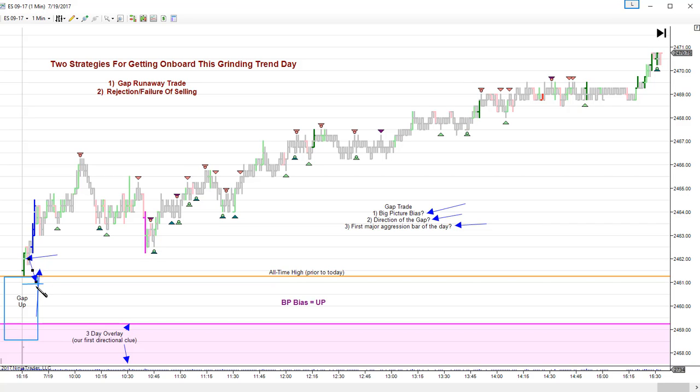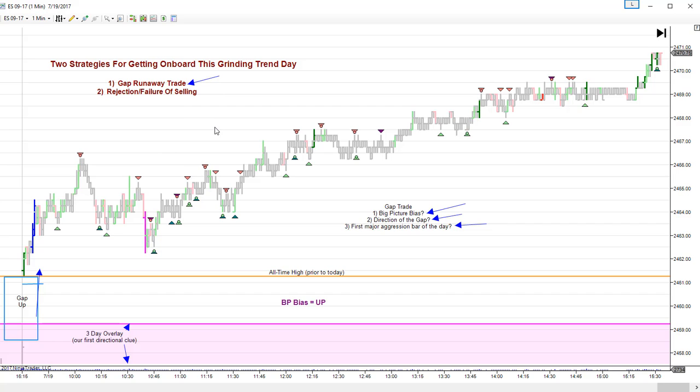If you're wrong, you get stopped out, and if you're right, it should move up several points. And if you're the type of trader that likes to hold, it's a type of day that can often set up a pretty nice up day for the rest of the day. So that's one way. That would be the runaway gap trade.